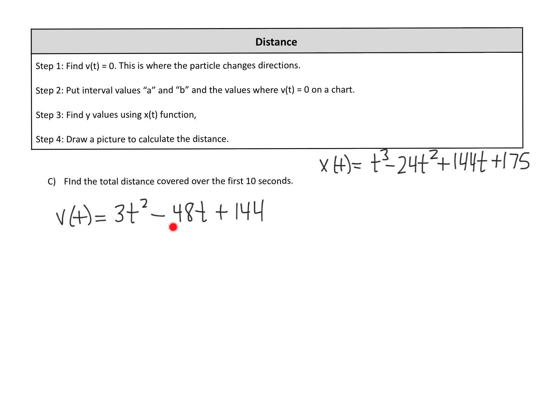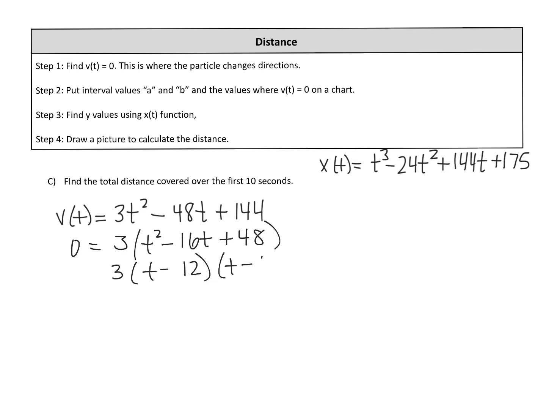So I believe we've used this yesterday and the day before when we did our motion part 2 videos. So I'm just going to go through it quickly. So v of t would be 0. Take out a GCF of 3. We are left with t squared minus 16t plus 48. And then when we factor by add multiply, you should be getting negative 12 and negative 4, which then gives me 12 and 4. So these are the values where we change direction.